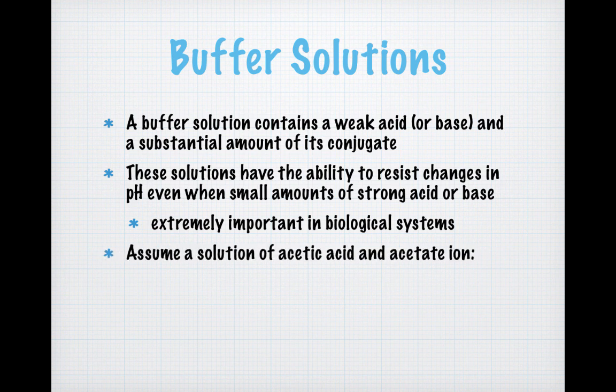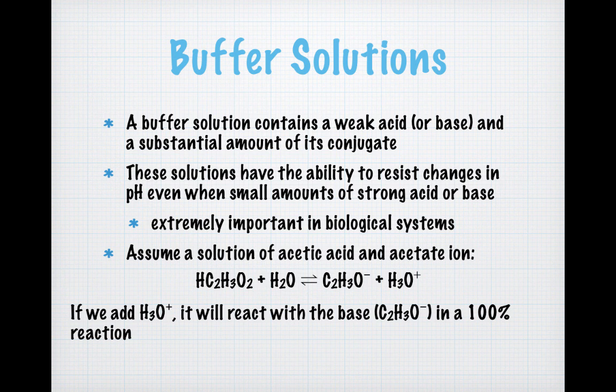Now, let's just go back to a solution of acetic acid and acetate ion. So this is the solution we just worked with. We have an equilibrium in there. We have acetic acid plus water going to acetate ion plus hydronium. Now let's imagine that we have a solution of all of that in equilibrium, and let's see what would happen if we were to add some extra hydronium ion to this reaction. It's going to want to react with the base.